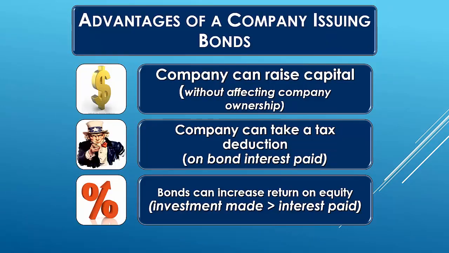Okay, so the advantages of a company or a nonprofit agency or a government agency or whoever it is, the advantages of issuing bonds is that they can raise capital without affecting the company ownership. What does that mean? Well, that means that if the company decides to go out to the stock market to raise more money by issuing more stock, they're diluting their ownership, because every stock that is sold is actually like getting a piece of the ownership of that company. Okay, so if they issue bonds, they don't have to do that.